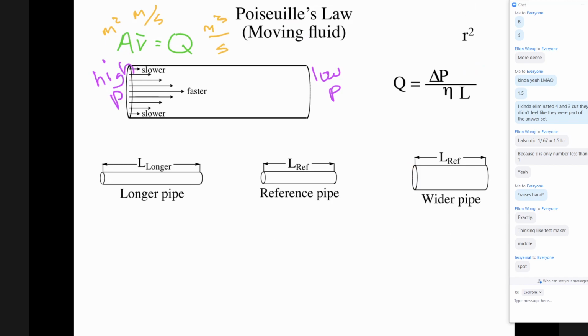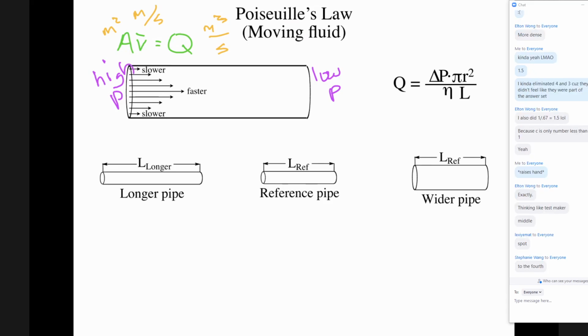But again, it is or is not pi r squared? I can't remember. I've already forgotten from the start of the lecture. Radius to the fourth. Perfect. Why to the fourth? Like we mentioned before, it's physics, it's weird.